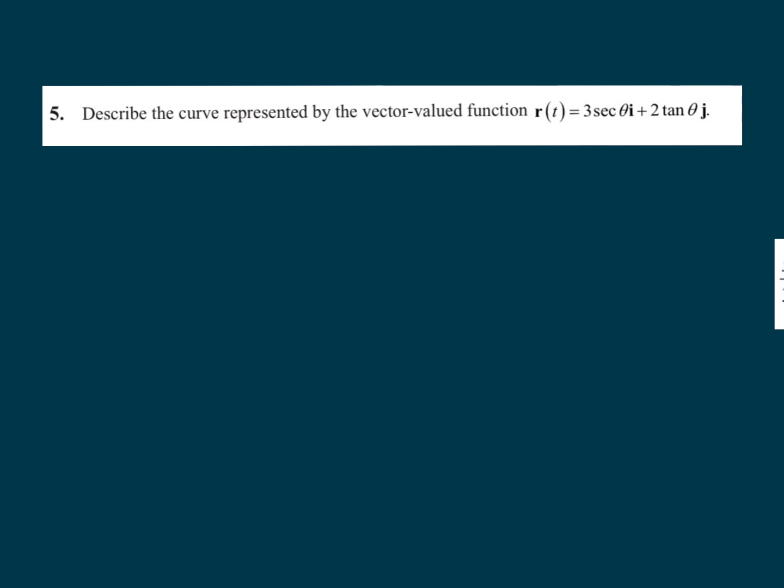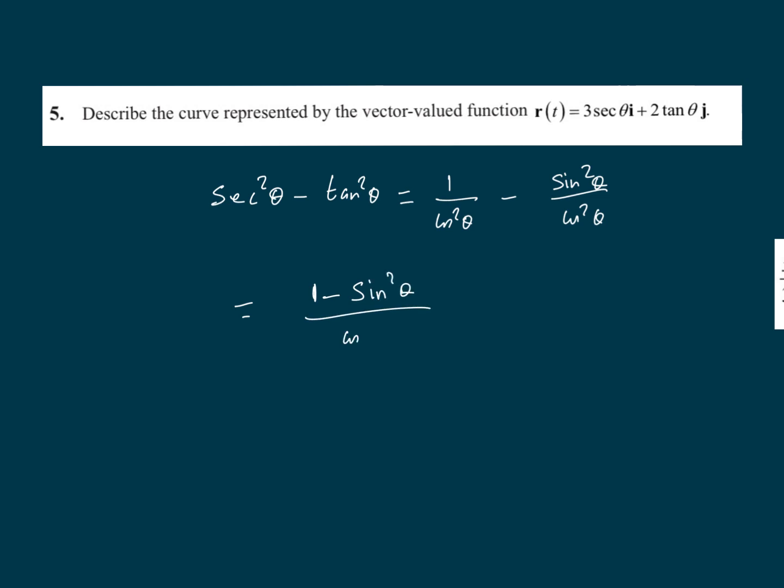To do this problem, we have to remember that secant square of theta minus tangent square of theta is equal to: secant square of theta is 1 divided by cosine square of theta, minus tangent square of theta, which is sine square of theta divided by cosine square of theta. They have common denominators, so we have 1 minus sine square of theta divided by cosine square of theta. But 1 minus sine square of theta is cosine square of theta. Divided by cosine square of theta, this is 1. So what I have said is that secant square of theta minus tangent square of theta is 1. We will use this to solve this problem.